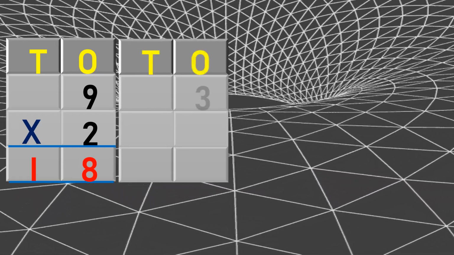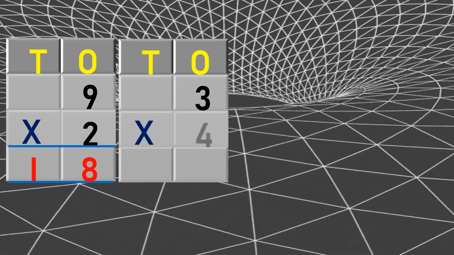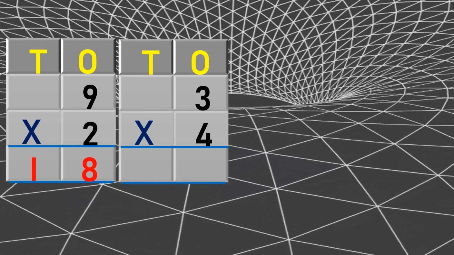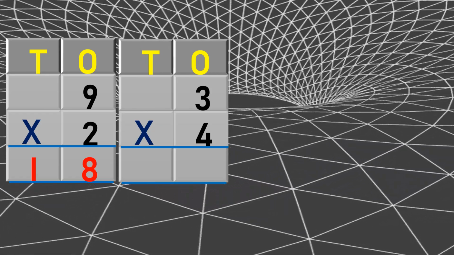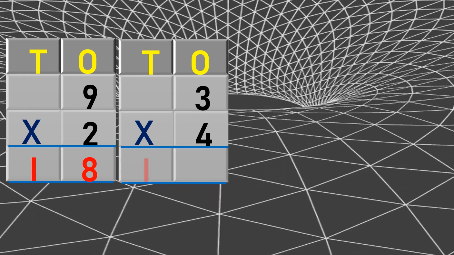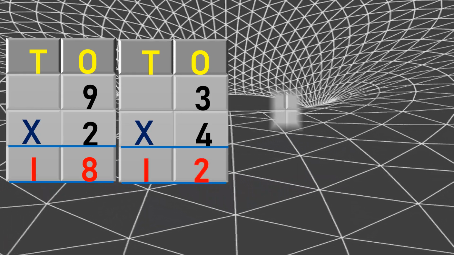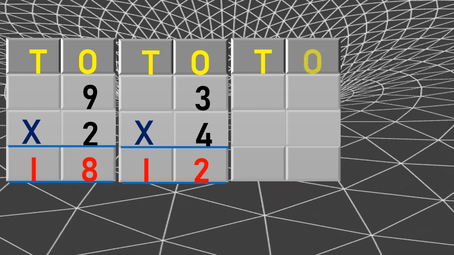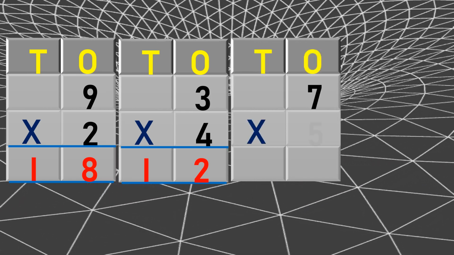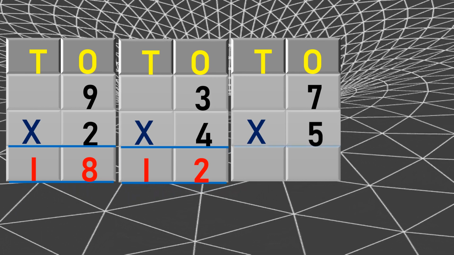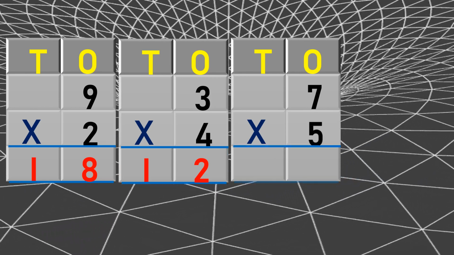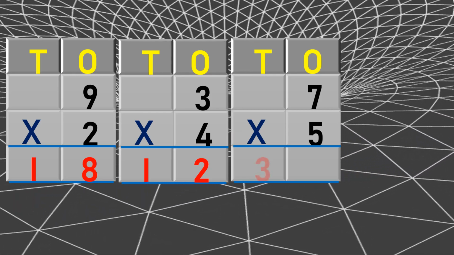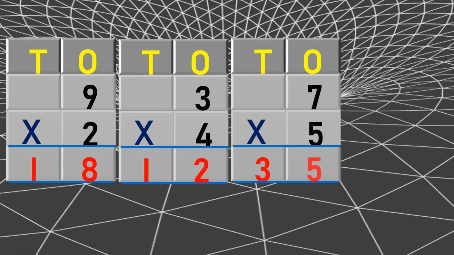Let's do another sum. 3 fours are... 3 into 4 says 3 fours are 12. Tens and ones. Now 7 into 5. This says 7 fives are 35.